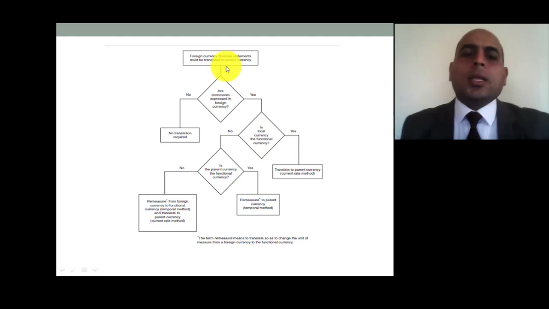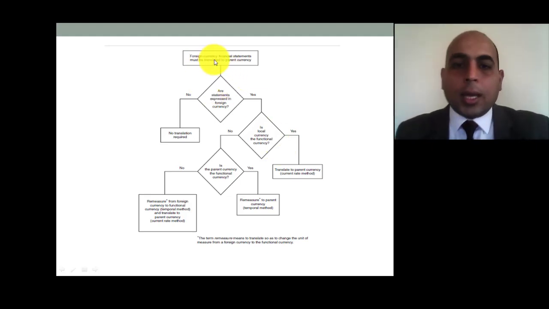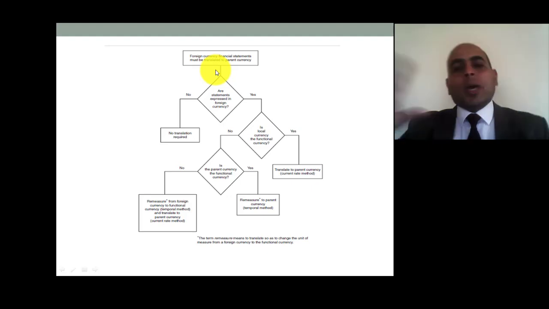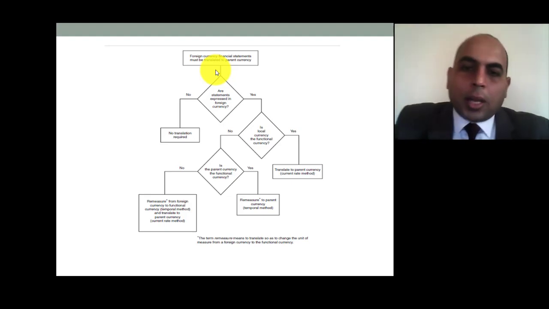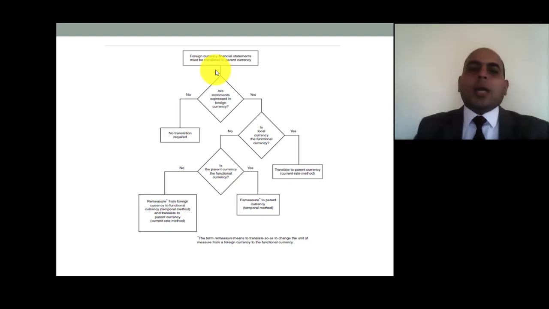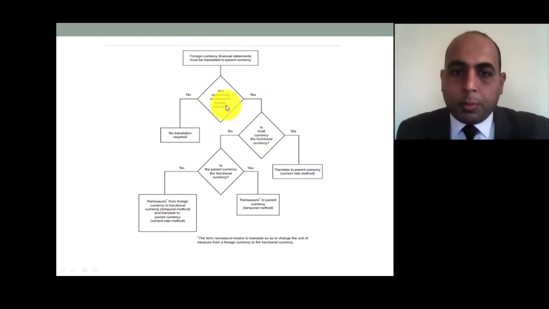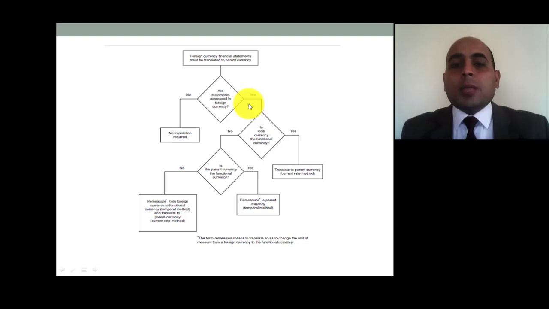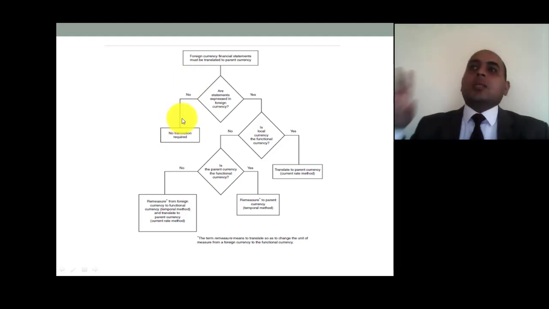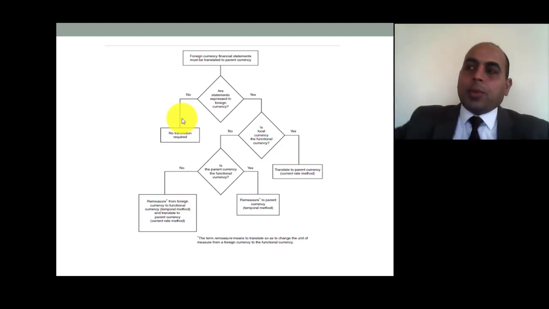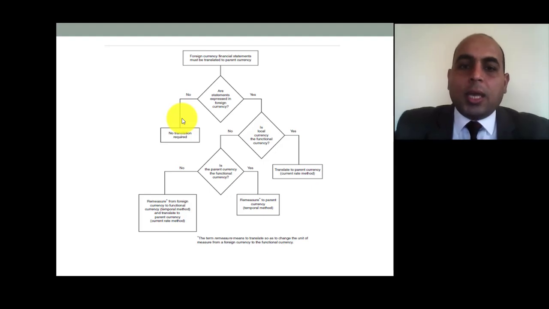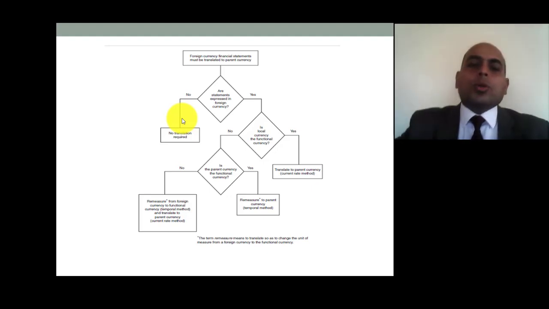Let us move with this chart. Foreign currency financial statements must be translated to the parent currency. The financial statements of the company located in Egypt should be translated to the parent company currency. Here the question: are the statements expressed in a foreign currency, the Egyptian pound? If not, we don't need to translate them. If our functional currency is the Jordanian dinar and the statements are expressed in the domestic currency, we don't need to translate them.